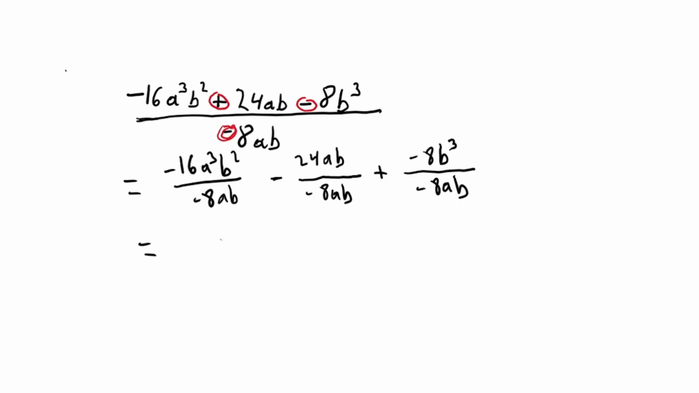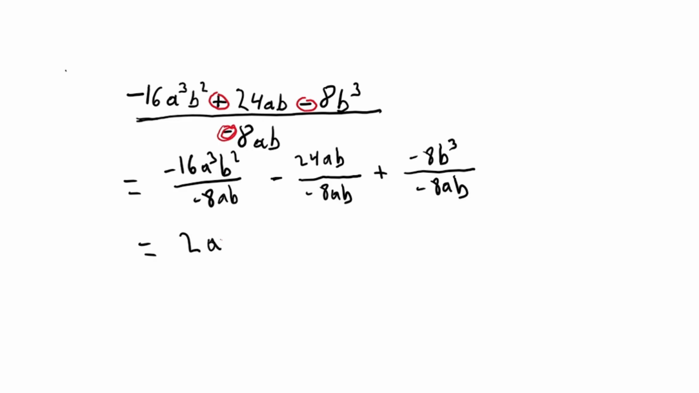Now you need to divide it. You break it apart. What is negative 16 divided by negative 8? That would give us positive 2, right? Yes, positive 2. Never ever forget, guys, when you're dividing, you need to subtract the exponents.